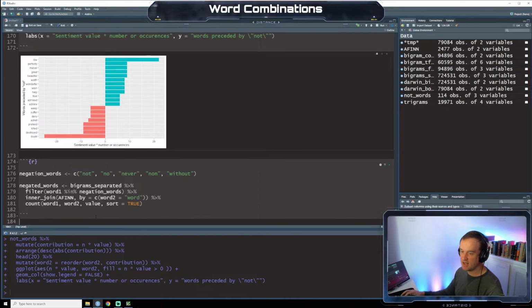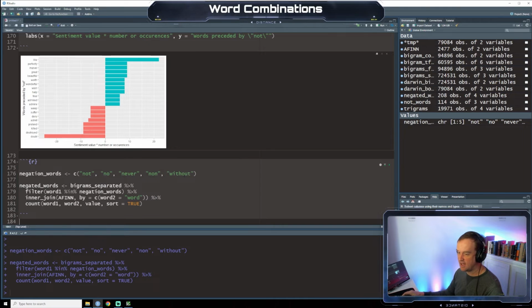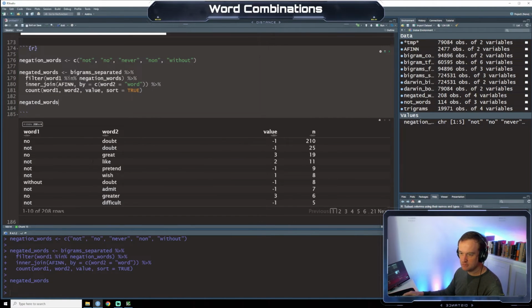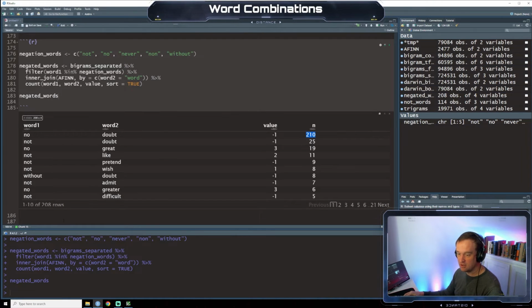Alright, so we should get rid of anything that had not in it now. So if we look at negated words, this is our negated words: no doubt, not doubt, no great, not like, not whatever. And you can see the number of times that occurs, right? So 210 times we have no doubt occurring there.